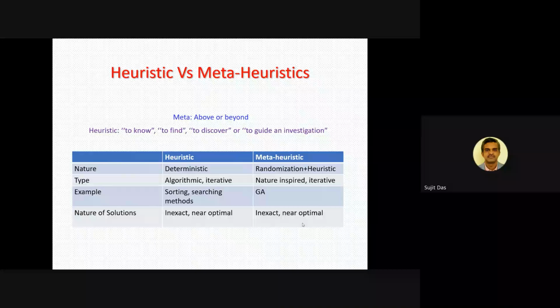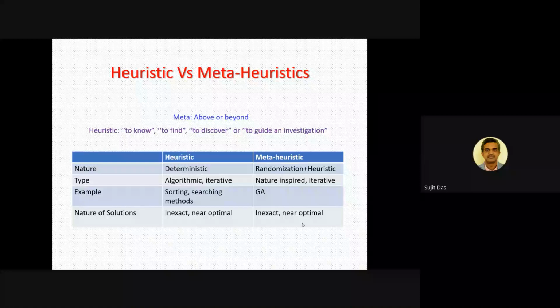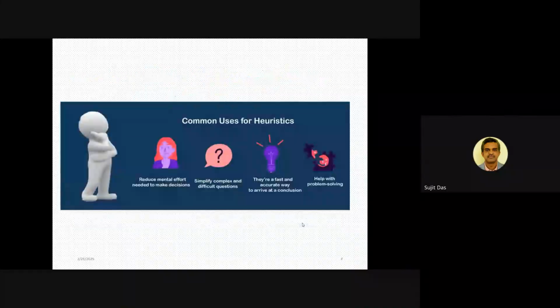Now, let us start with the heuristic approach. The heuristic approach itself is a very innovative approach. Innovative means it is different from your traditional approaches. What will heuristic approaches do? They reduce your mental effort to make decisions, simplify complex, difficult questions, and are a fast and accurate way to arrive at a conclusion and help with problem solving. So this is a little bit different and innovative compared to your classical or traditional approaches.